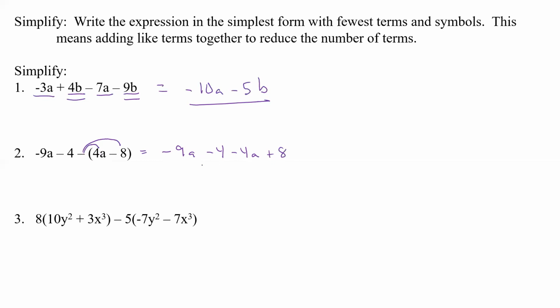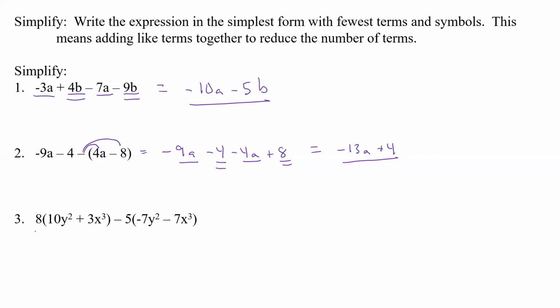All right, so now I can see I've got an A and an A and a number and a number. So I'm going to have a -9 -4, so it's going to give me a -13A. Then I have a -4 plus 8. 8 minus 4 is 4, so it gives me +4. And then that would be my simplified version of this problem, or this expression.